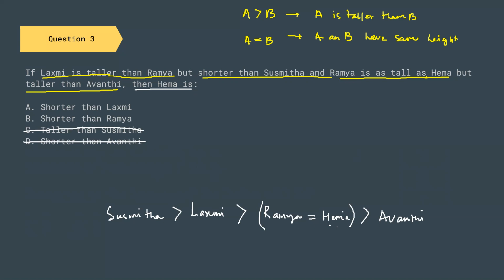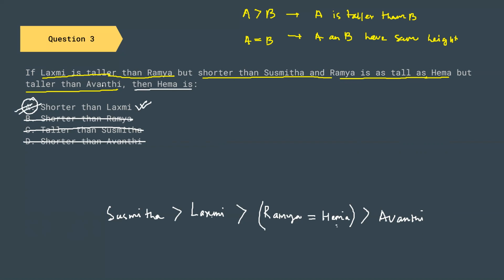Shorter than Ramya. Is Hema shorter than Ramya? No. Hema and Ramya are of the same height. So only one option is left, shorter than Lakshmi. Yes, Hema is shorter than Lakshmi. So this is our correct option. So option A is our correct answer.